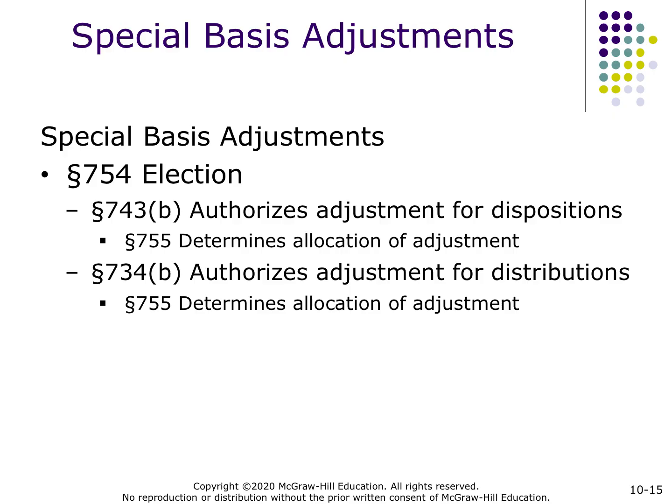All right, so that Section 754 election actually has two different pieces, okay? And so Section 743(b) authorizes adjustment for dispositions, and then Section 755 determines the allocation of the adjustment, and then 734 authorizes the adjustment for distributions. Remember, dispositions would be a sale, right? Distributions are different. And then, again, Section 755 determines the allocation for the adjustment.